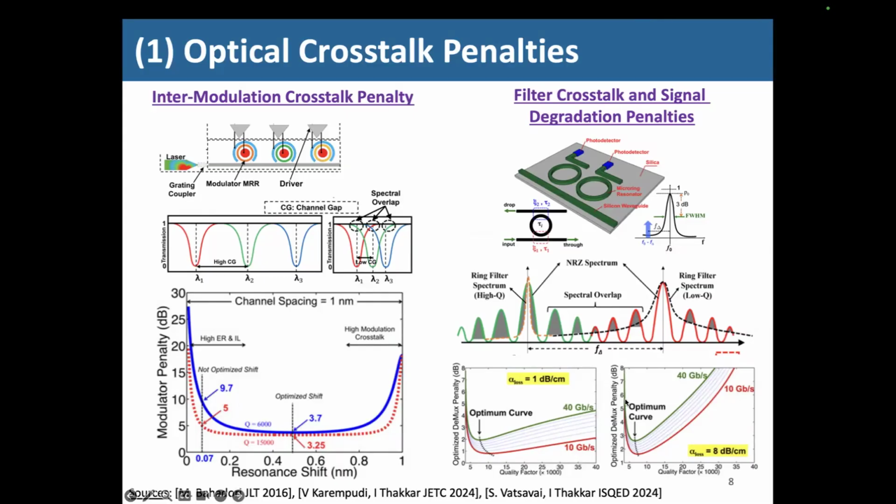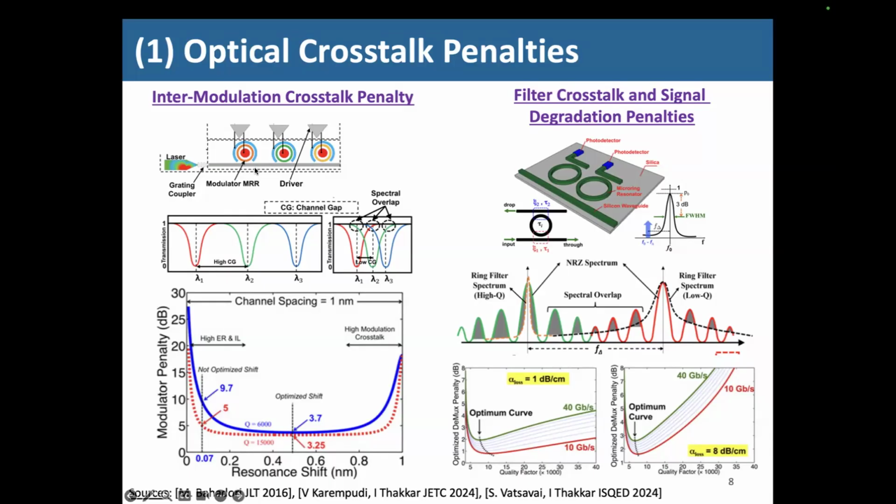And similar values for power penalty can exist at the filter as well. So the design parameters or design choices to minimize this penalty would be the quality factor, the operating bit rate, and the channel spacing, right? But this still exists, right? And we have limited free spectral range of microring resonators.